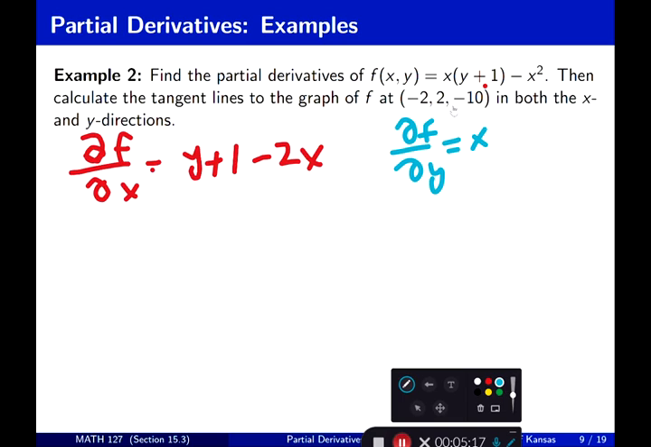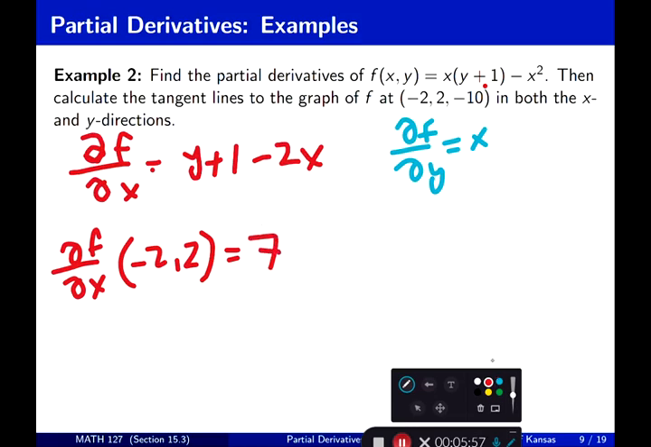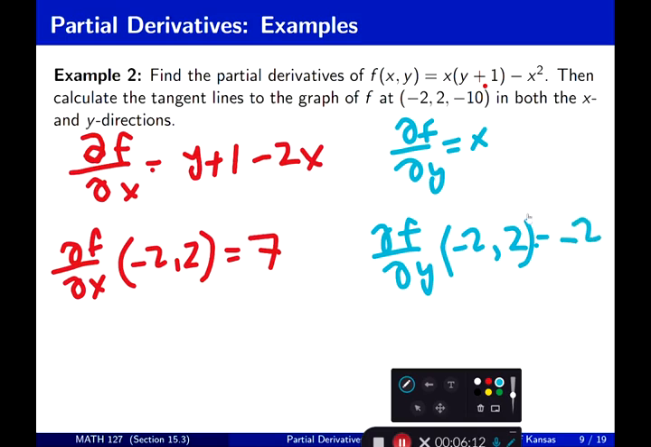When you want to find the tangent line of f at a certain point, first of all, plug that point into your partial derivatives. So I'm going to do the partial derivative with respect to x at -2 and 2. That's the x and y I'm plugging in. And what do I get? 2 for y and -2 for x. It gives 2 plus 1 plus 4. That's 7. Now, same thing for the derivative with respect to y, evaluated at x and y, and that would be just -2.